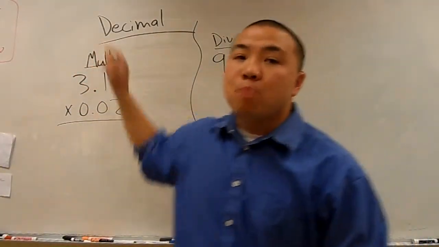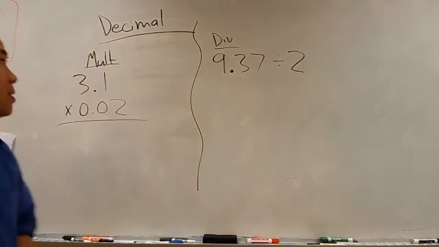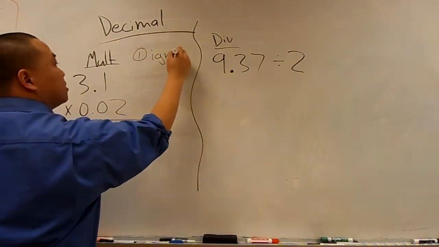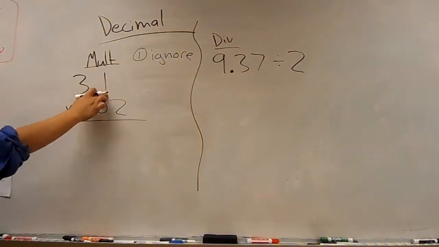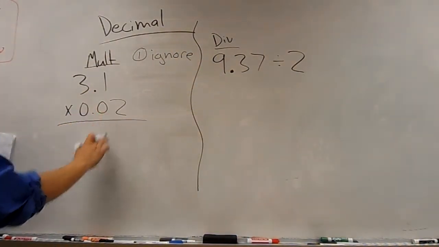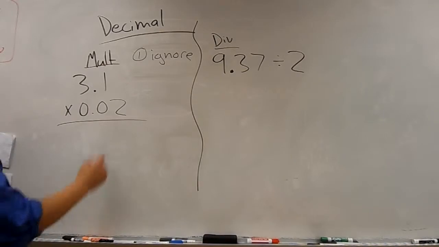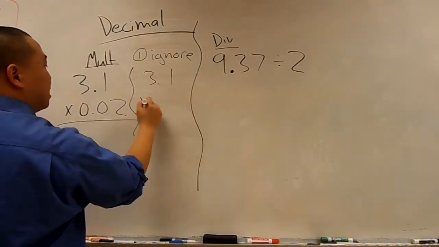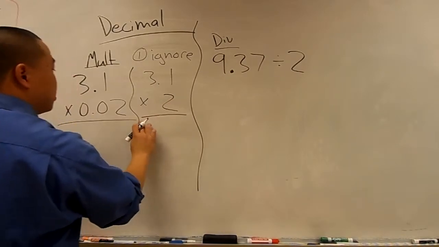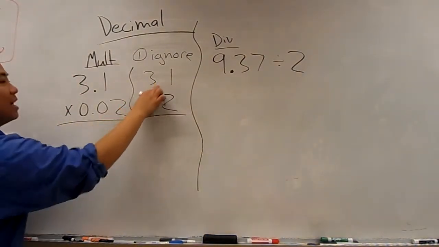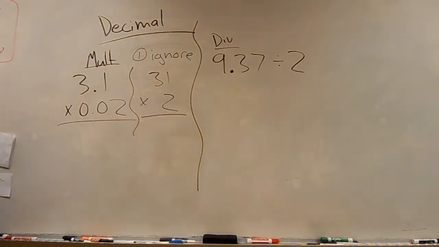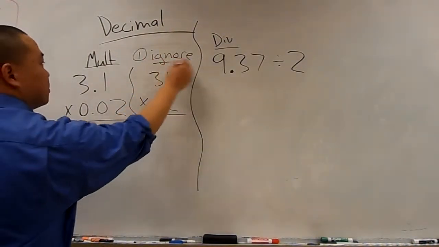So, let's start with multiplying decimals. Okay, step one, you want to ignore the decimals. Okay, so we have 3.1 and 0.02. Well, we want to ignore the decimals, right? So, this number really is 3.1 times 2. We just ignore the decimal. Oh, sorry, 31 times 2. Okay, that's step one. Ignore the decimal.